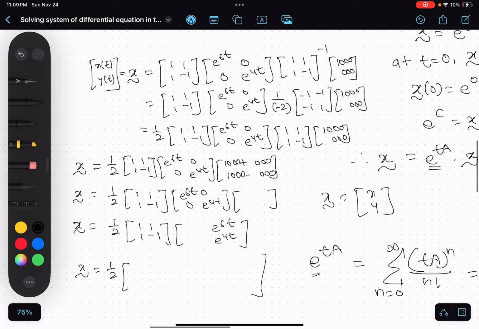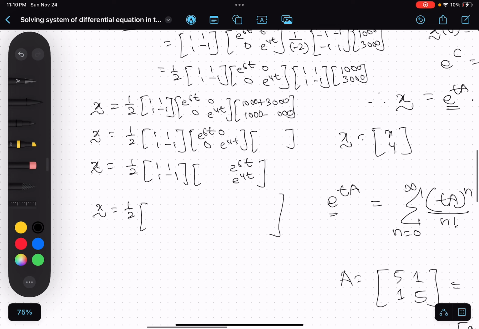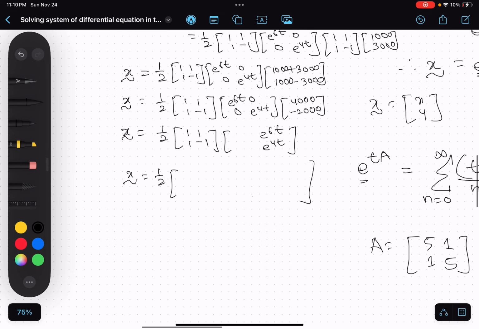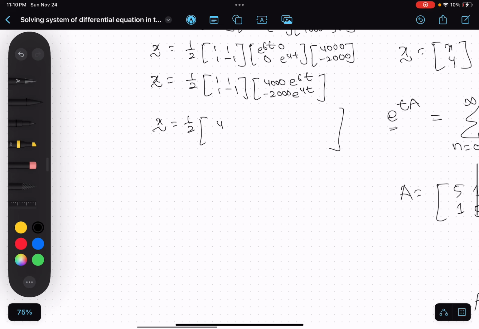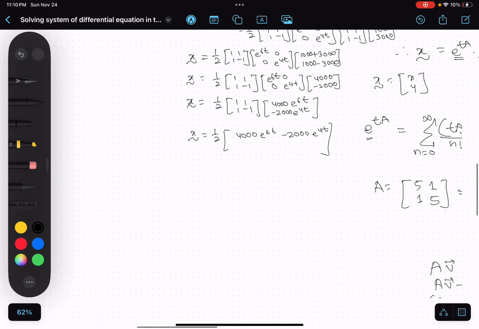Okay, so now this is 3000, 3000, 3000, and 3000, 3000. So 4000 and minus 2000. And this is just 4000 minus 2000. So this is again 4000 e to the power 60 minus 2000 e to the power 40. The first equation has minus sign, right?